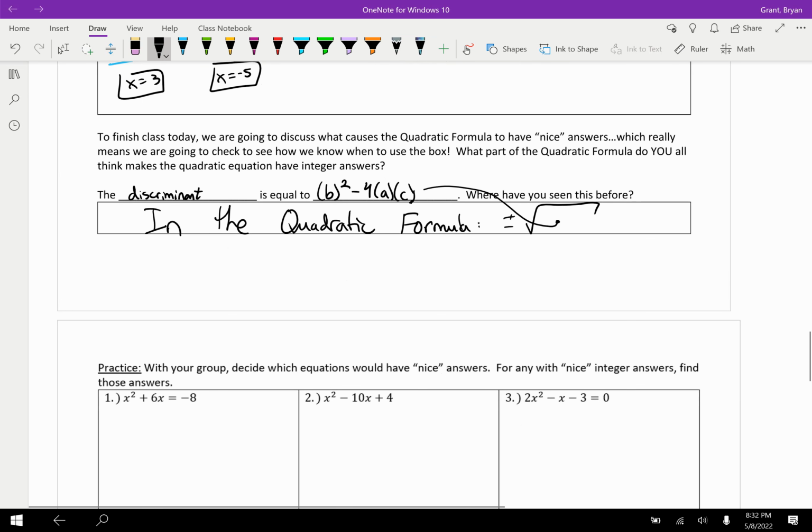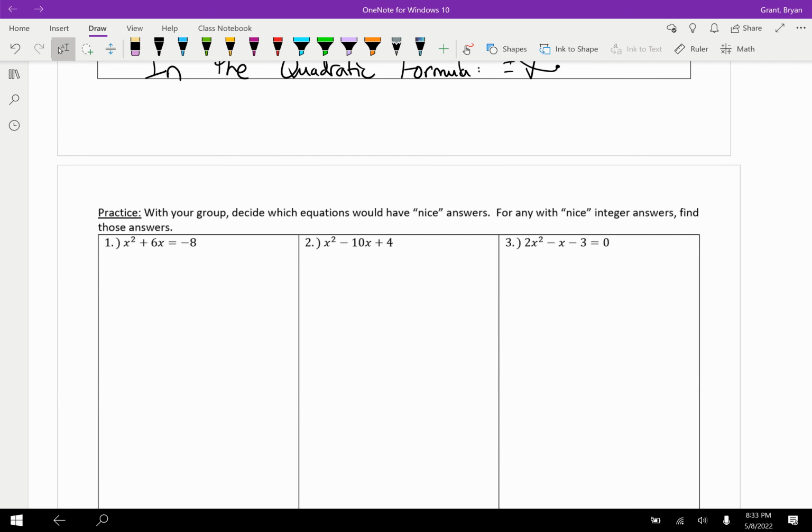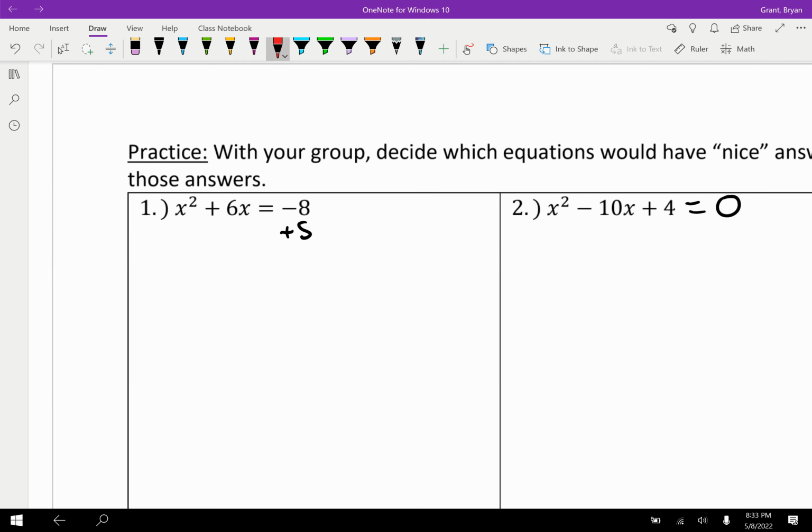Okay? So, with your group, let's go ahead and decide which equations would have nice answers. By the way, for any with nice integer answers, I'd like you to actually find those answers. I don't care how you find them. If you want to use the box or the quadratic formula or completing the square, go ahead and find them. Also, this equation is supposed to have an equal 0. That's awkward. But we need to make sure that all the equations are actually equal to 0. So for this first problem, you're definitely going to want to add 8 to both sides. And when you do that, you're also hopefully going to realize that the 8 is not a like term with any of those. So it just gives you x squared plus 6x plus 8 equals 0.